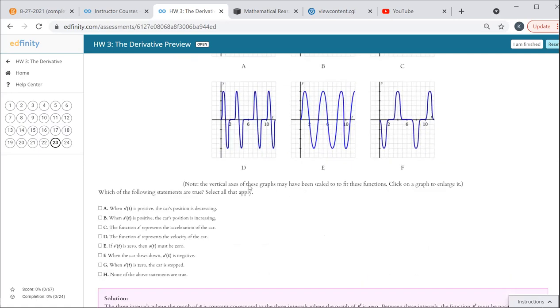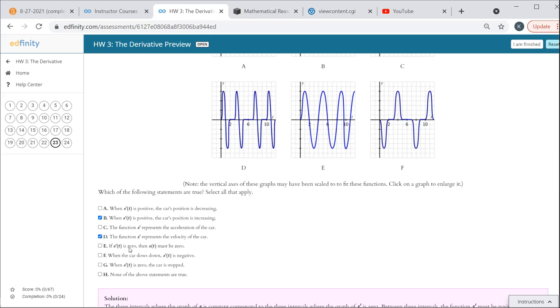Let's see. Oh, there's more. Which of the following statements are true? Select all that apply. When S prime of t is positive, the car's position is decreasing. If the derivative is positive, what's happening? He's going up, right? He's increasing. Okay, so this one. The function S prime represents the acceleration. The function S prime represents the velocity. Which one? Velocity. Okay, good.